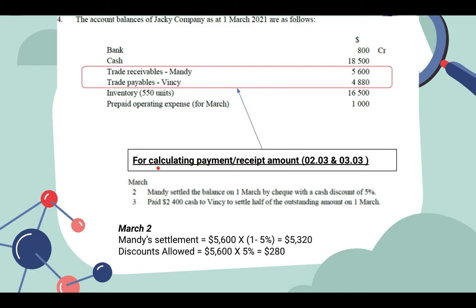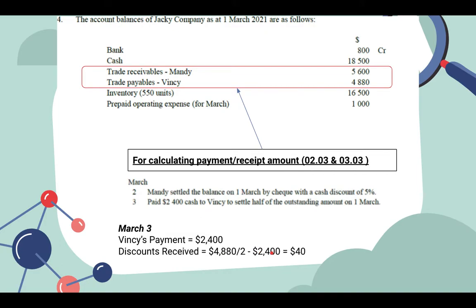Here is for us to calculate the payment and receipt on the 2nd and the 3rd of March. Because now they won't give you the numbers directly. You need to base it on your calculation. Like Mandy settled the balance with a cash discount. Then you need to base it on the amount they owe you, like $5,600 times 95%, which equals the amount you actually receive. The remaining amount will become the discount allowed.